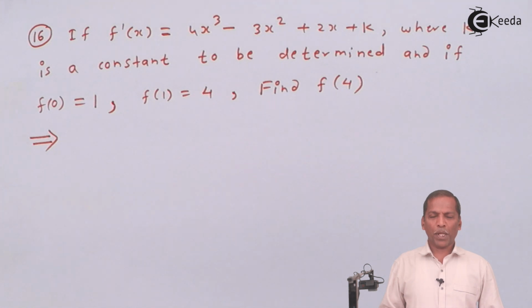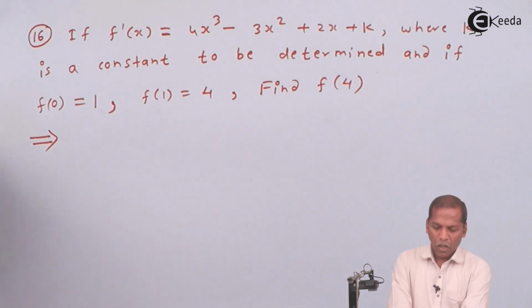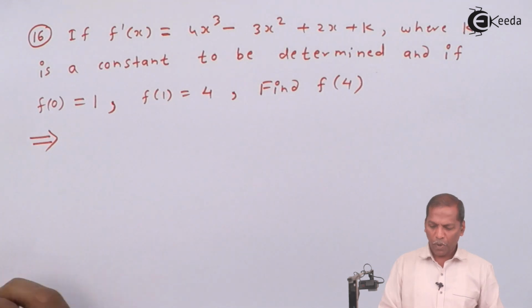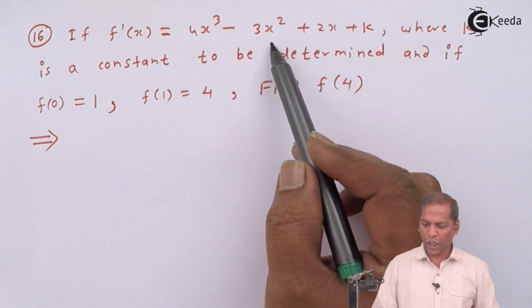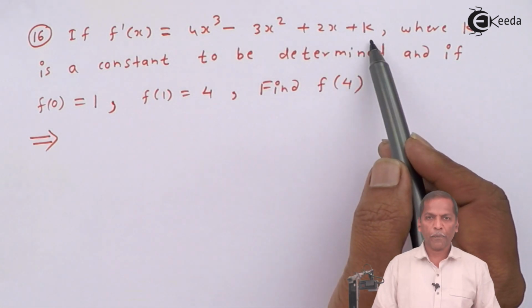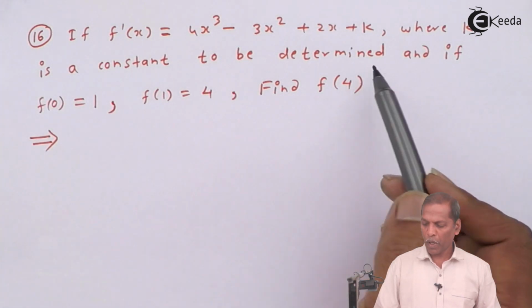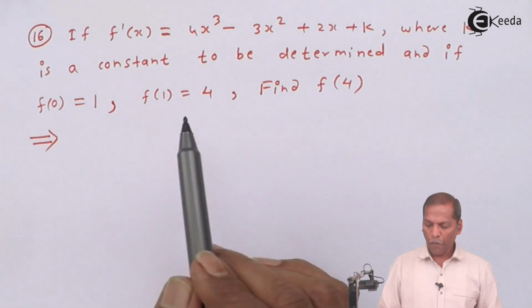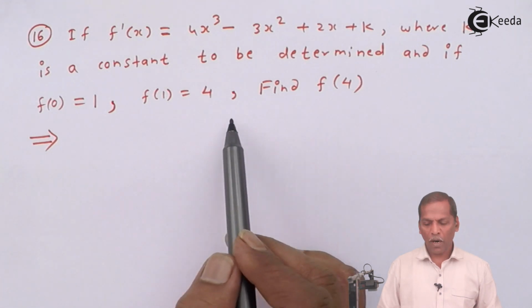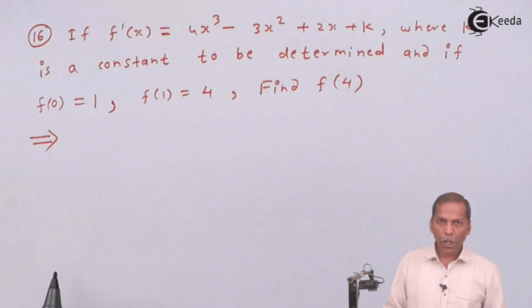Hello friends, now we see the problem number 16, which is based on rules of integration of chapter integration. The problem is: if f dash x is equal to 4x cube minus 3x square plus 2x plus k, where k is a constant to be determined, and if f of 0 equal to 1, f of 1 equal to 4, find f of 4. Now let's see the solution.